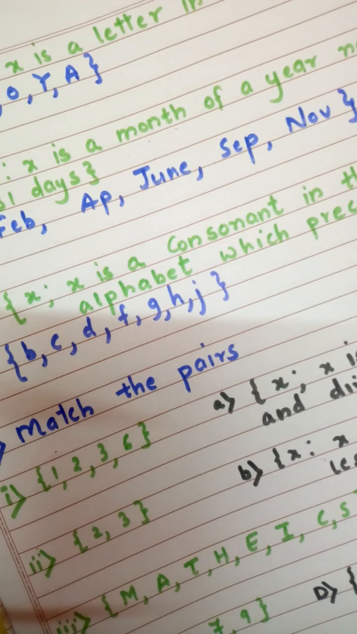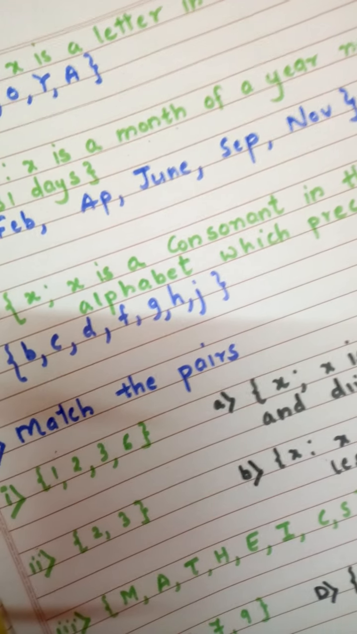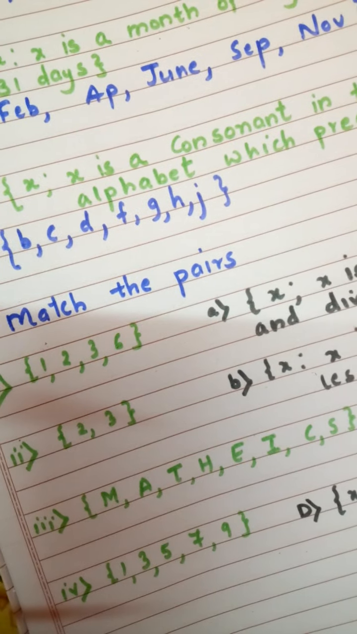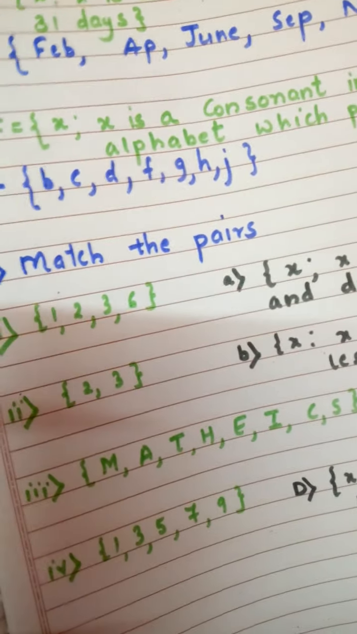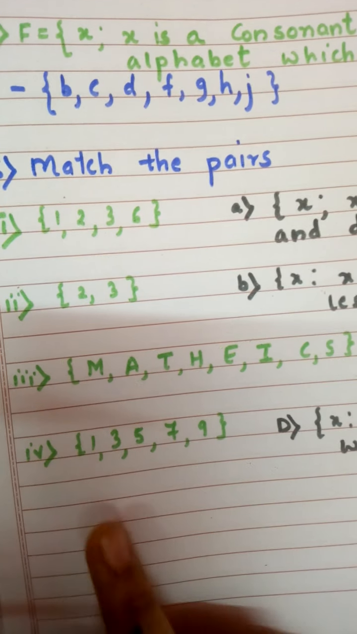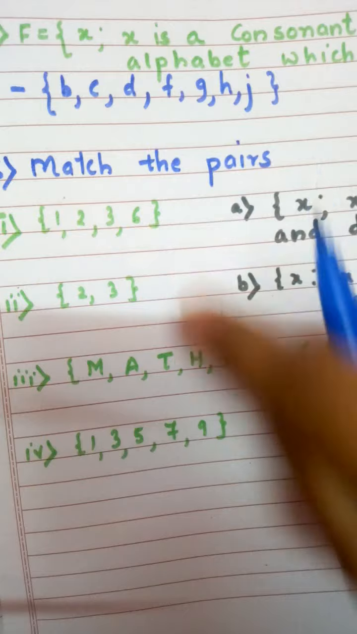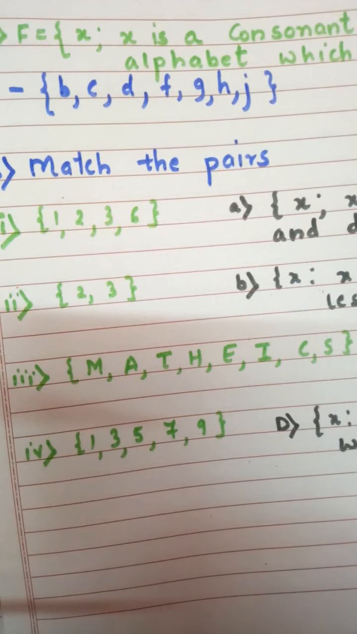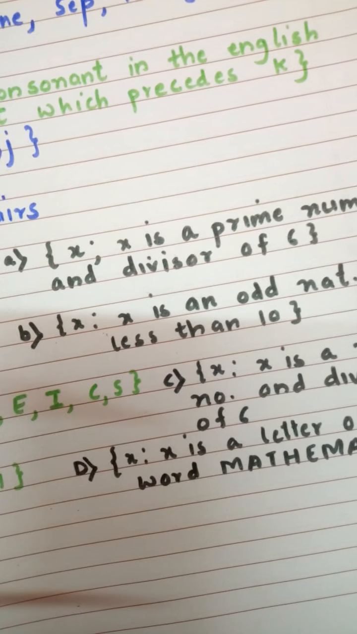Okay, so now again, if you have any difficulty in this question, you all can post your queries in the comment section. Okay, so now we have the last question, that is question number 6, match the pairs. Here in one column we are given the set of elements in the roster form, and in the other column we have given the sets in set builder form. Now we have to match them up.